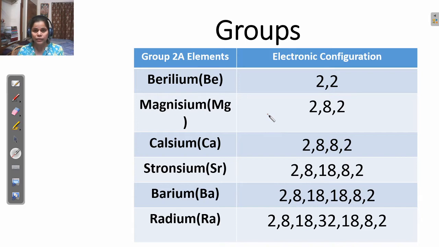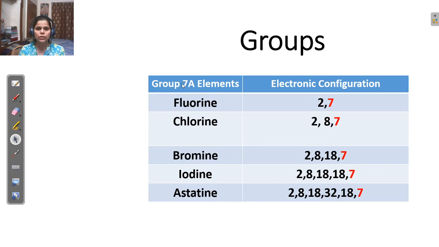Then for our next group I choose group number 7. In fluorine the total number of electrons is 9, so the configuration is 2, 7. Then chlorine 2, 8, 7. Then bromine 2, 8, 18, 7. You can see the number of shells increasing: 2 shells, then 3 shells, then 4 shells, and the valence electrons are 7 in each case.